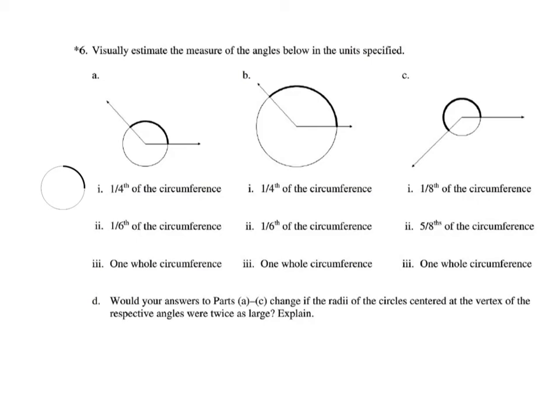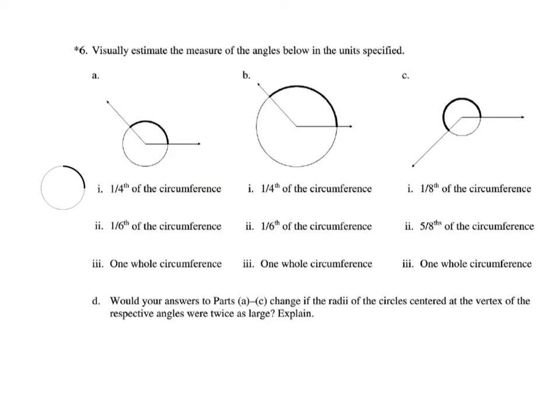Part A1 asks you to measure the size of the angle in terms of a unit that is 1/4 of the circumference of the circle centered at the angle's vertex. We have included a sketch of what 1/4 of the circumference would look like for this part. Use that as a unit for measuring in part A1.